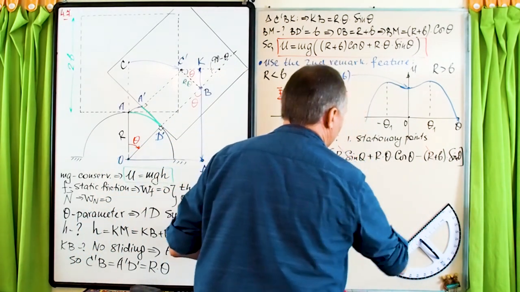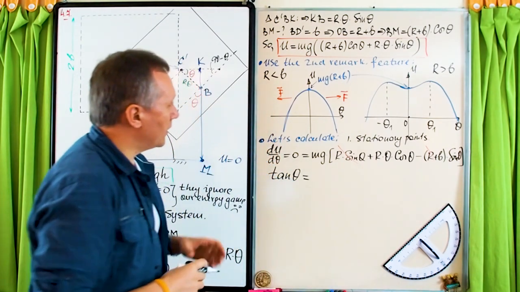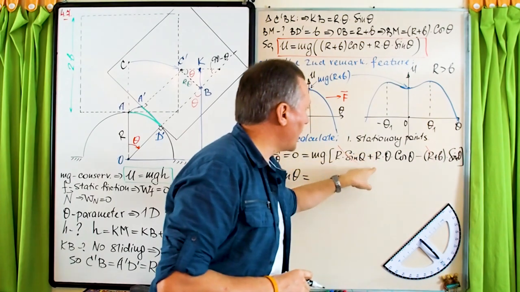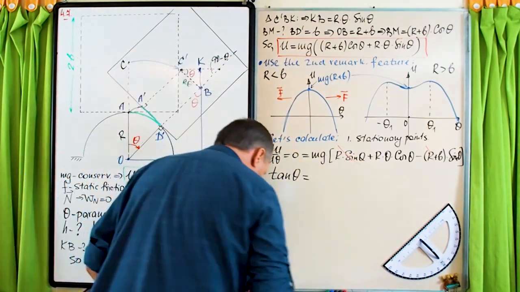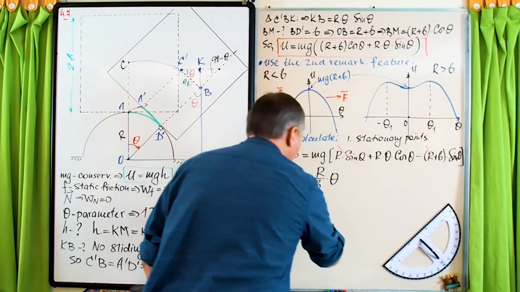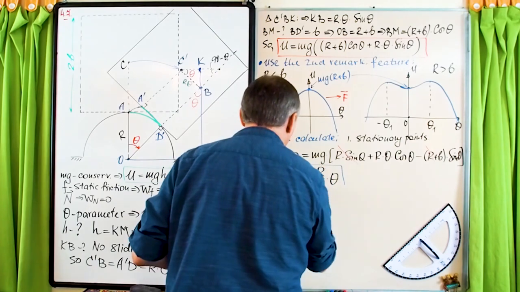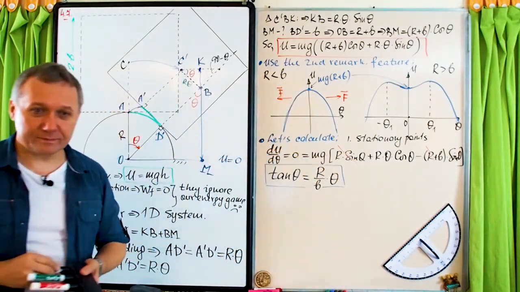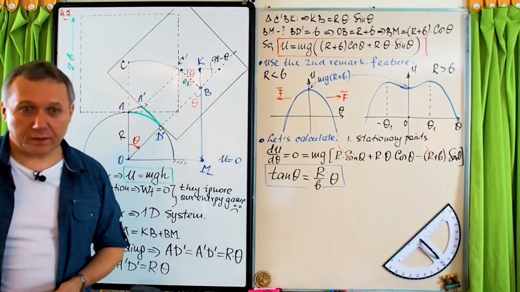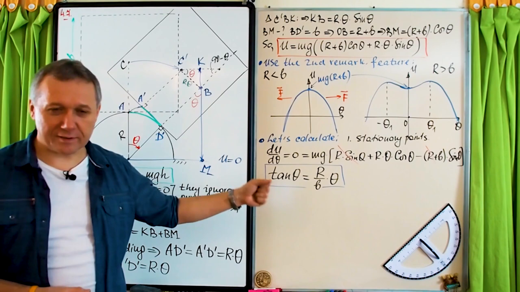So we will have sine over cosine, which is tangent. Tangent of theta equals, b goes to that side, r over b times theta. Let me check. Yes, it's r over b times theta. So that's what we're getting. That's the equation we need to solve in order to find stationary points. And you know, this equation cannot be solved. It's a transcendental equation. Sounds so cool, transcendental, right?